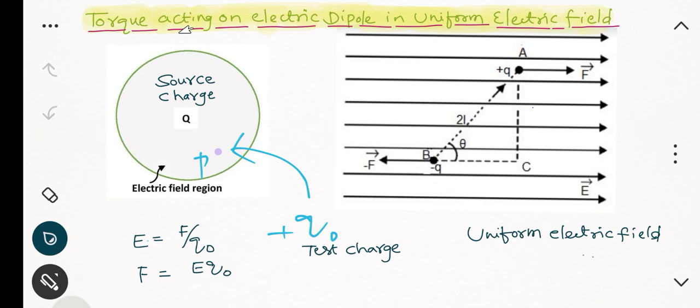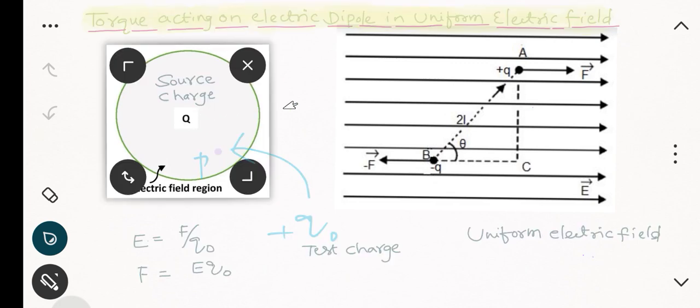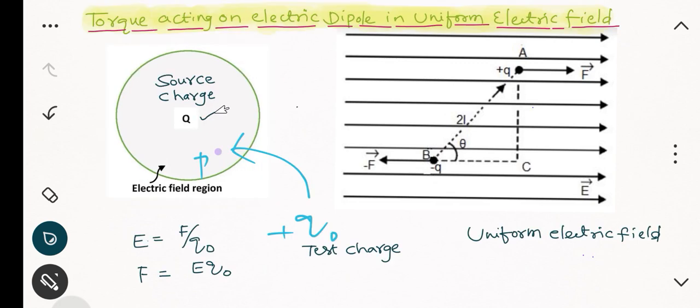Today we will discuss torque acting on electric dipole in uniform electric field. We know that when there exists a static charge Q, there will be an electric field E developed due to this static charge.